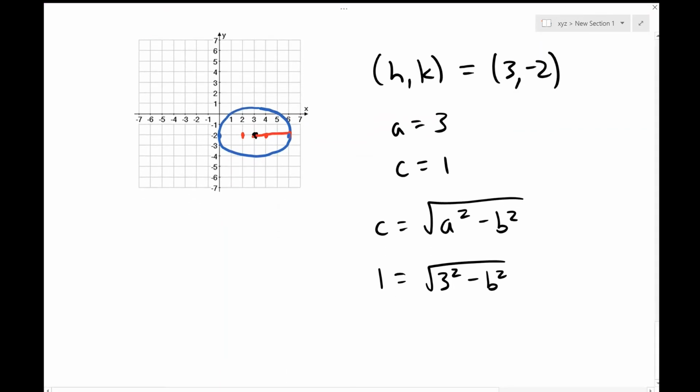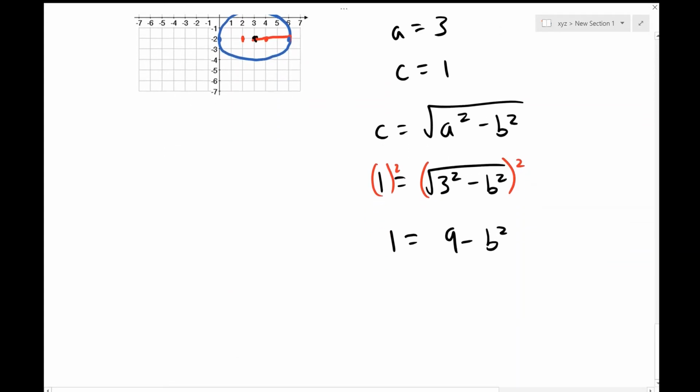So solving this equation, again, we simply have to square each side. So that will give us 1 is equal to 9 minus b squared. And if you go through and solve for b squared here, I'll let you do the math on your own, but you should get that b squared is equal to 8.